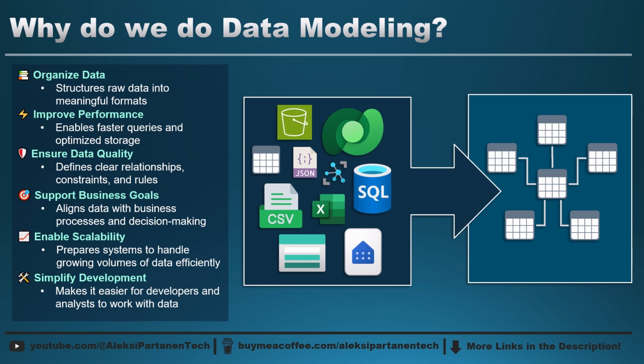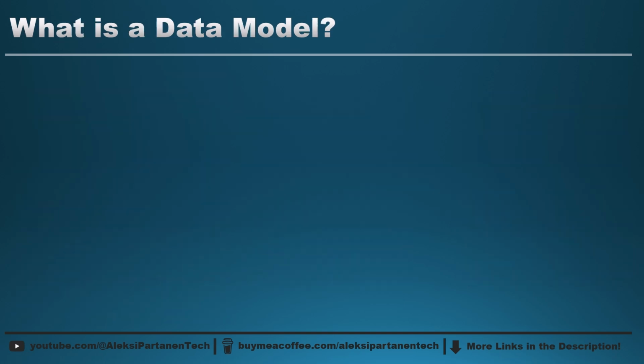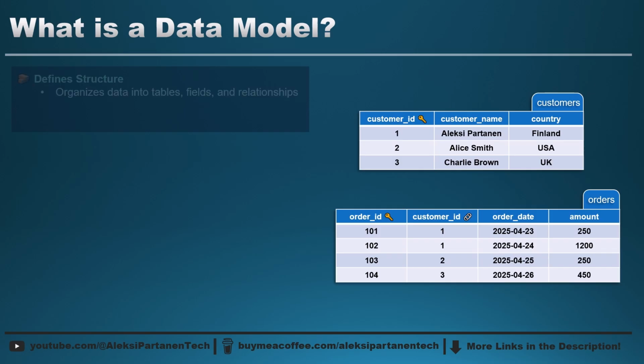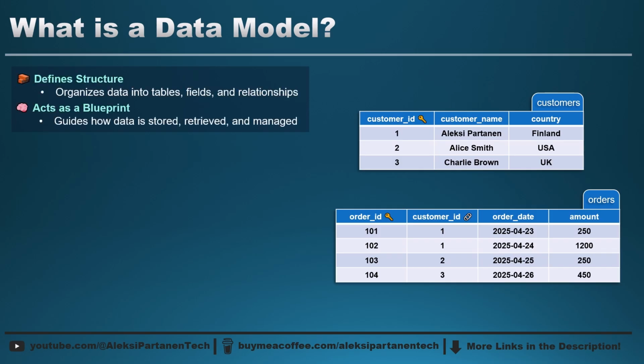So, what exactly is a data model? A data model is like a blueprint or a map of your data. It defines the structure of the data, meaning how the data is stored, what tables exist, what columns are inside those tables, and how the different tables are related to each other. Here on the screen we can see two tables, customers and orders, that could be part of some simple data model.